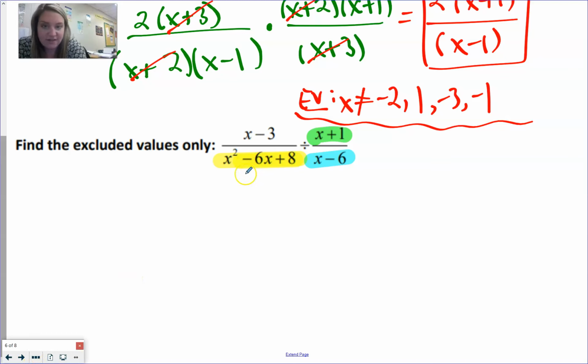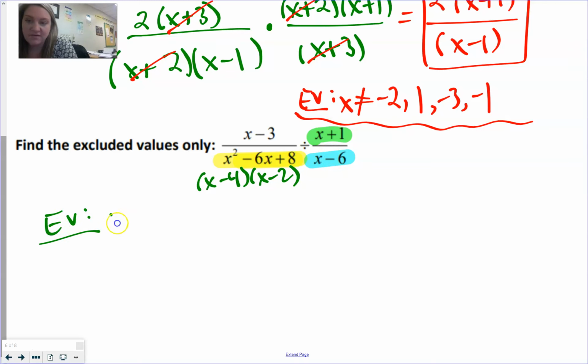All right, so let's factor this guy. Multiplies to give me 8, adds to give me negative 6. That's going to be what? X minus 4 and x minus 2. So all of these pieces I need to look at to get my excluded values, because if any of those get a value that makes it equal to 0, the whole thing's done. We can't divide by 0.